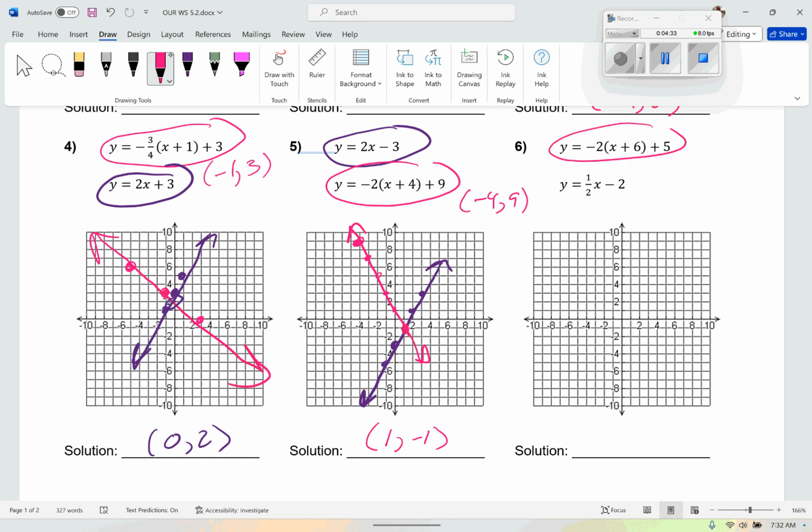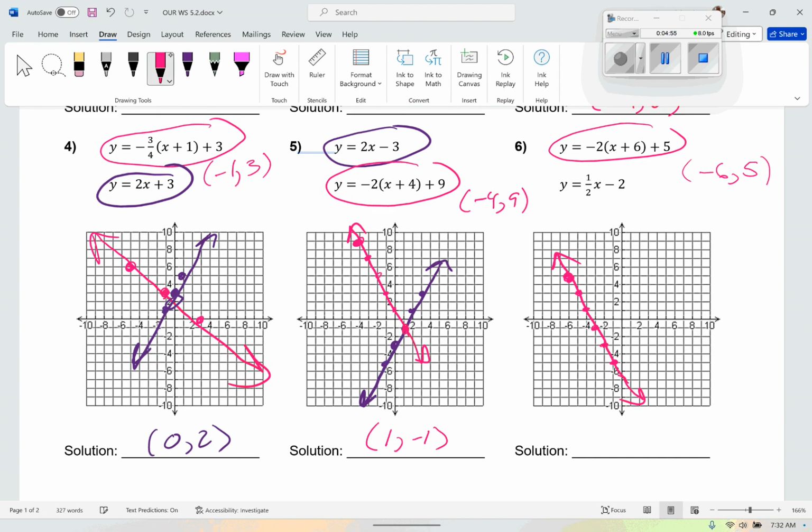This one we have a point at (-6, 5). (-6, 5) is like here. We have a slope of negative 2, so I'm going to go down 2, right 1, repeating that several times. That should be enough. There's that line.